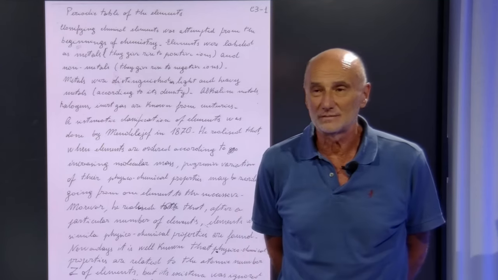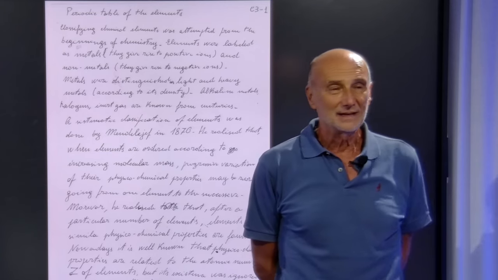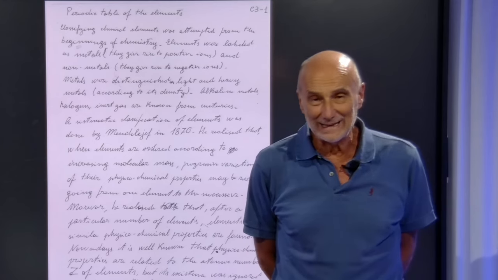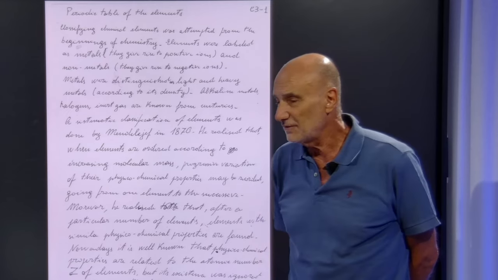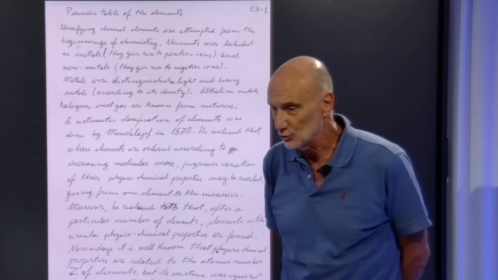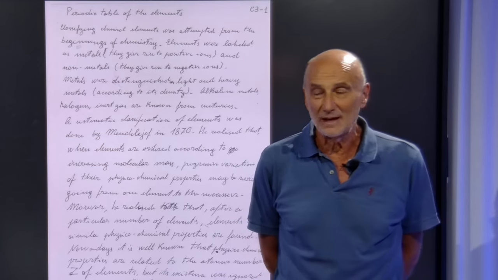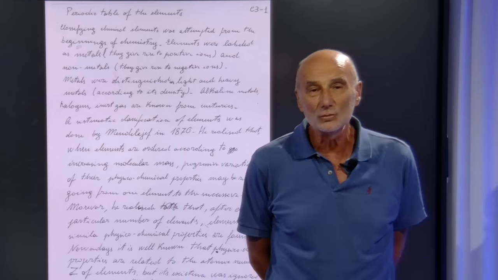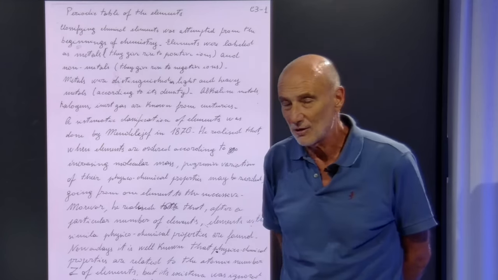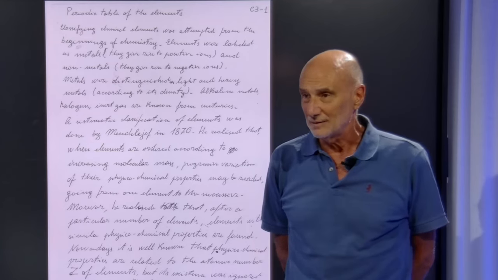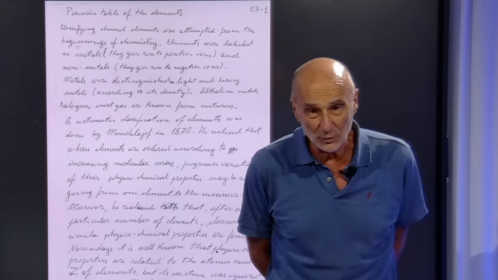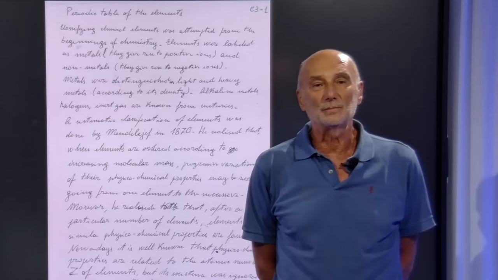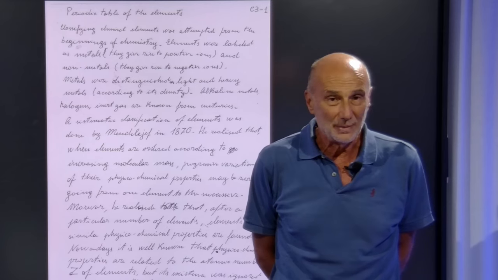Well, from very ancient times the existence of alkaline metals, alkaline earth metals, inert gases, and halogens was known. But the first systematic classification of the elements was performed by the Russian chemist Mendeleev in 1870. Mendeleev understood that if the various elements were written with increasing atomic weight, he realized that the chemical and physical properties of these elements changed periodically.